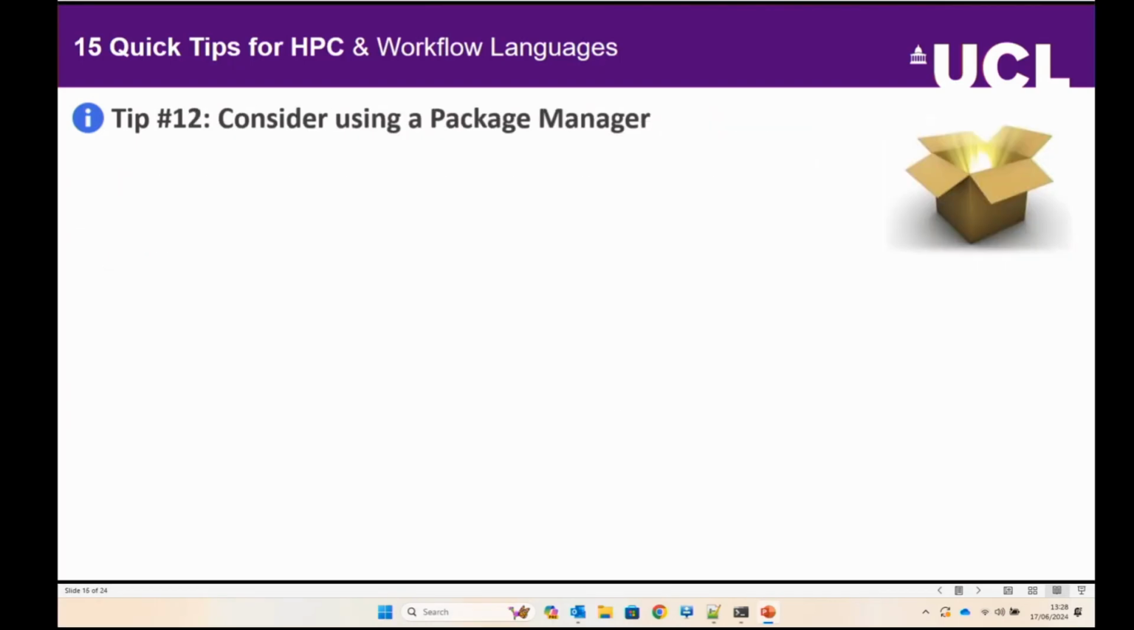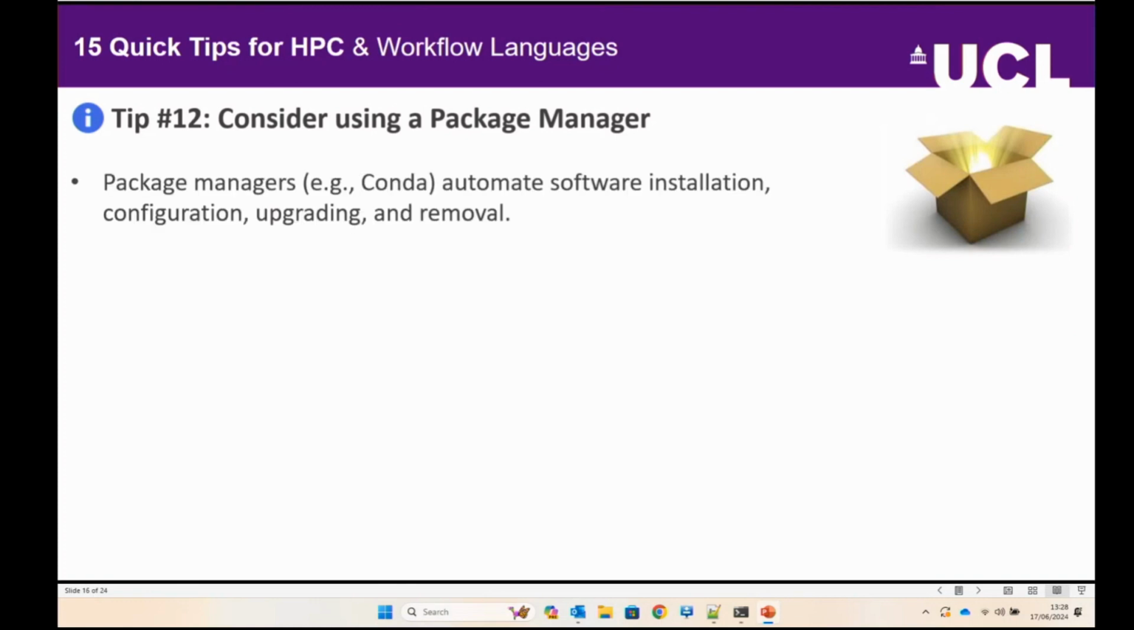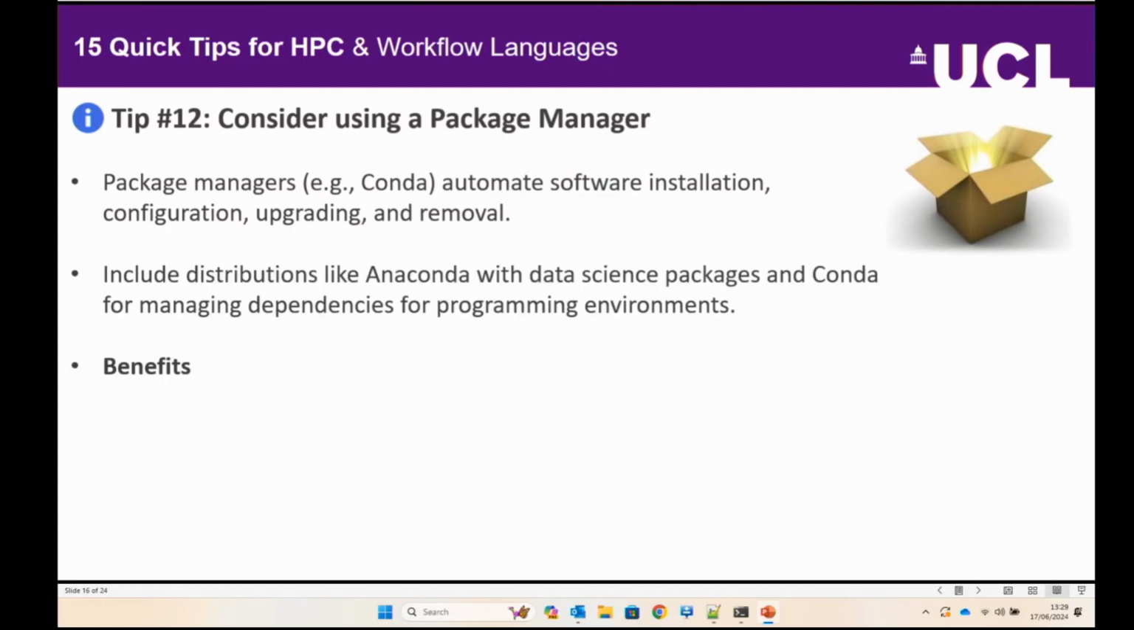Tip 12, consider using a package manager. Package managers, for example, Conda, automate software installation, configuration, upgrading, and removal of packages. Included are distributions like Anaconda with data science packages and Conda for managing dependencies for programming environments. So, for example, if you want multiple versions of Python, you can do that quite easily in Conda.